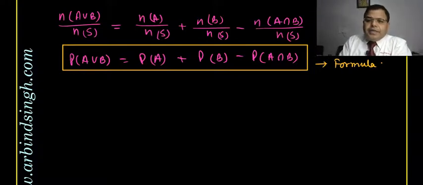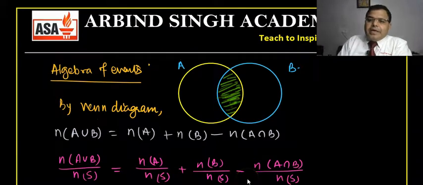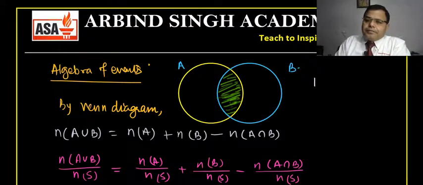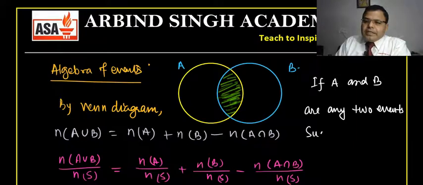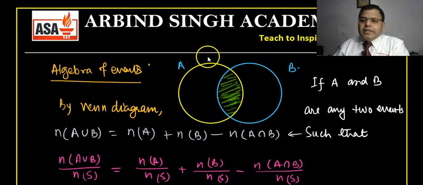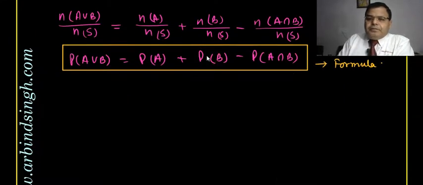You understood it. Now there is one thing: A and B are two events. We can write, if A and B are any two events, such that probability of A union B is equal to this, then we can have this formula.